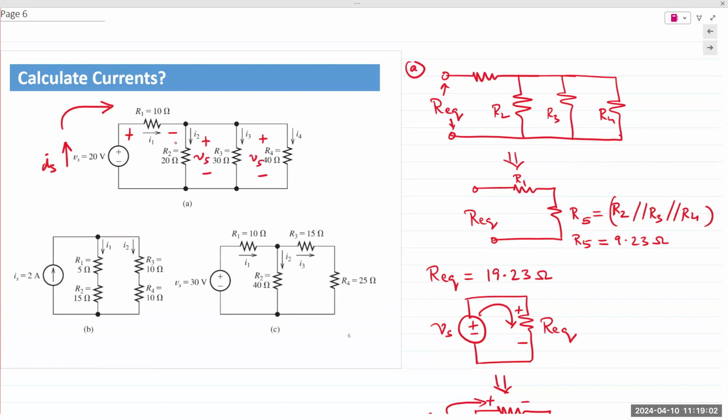Okay, it's a parallel combination. So it's 2 nodes, 2 nodes, 2 nodes. So if you find V5 for R2, it's the same for all 3 of them. Make sense? Take 10 seconds, think over it. Let me know if you have any questions. Make sense? All good?